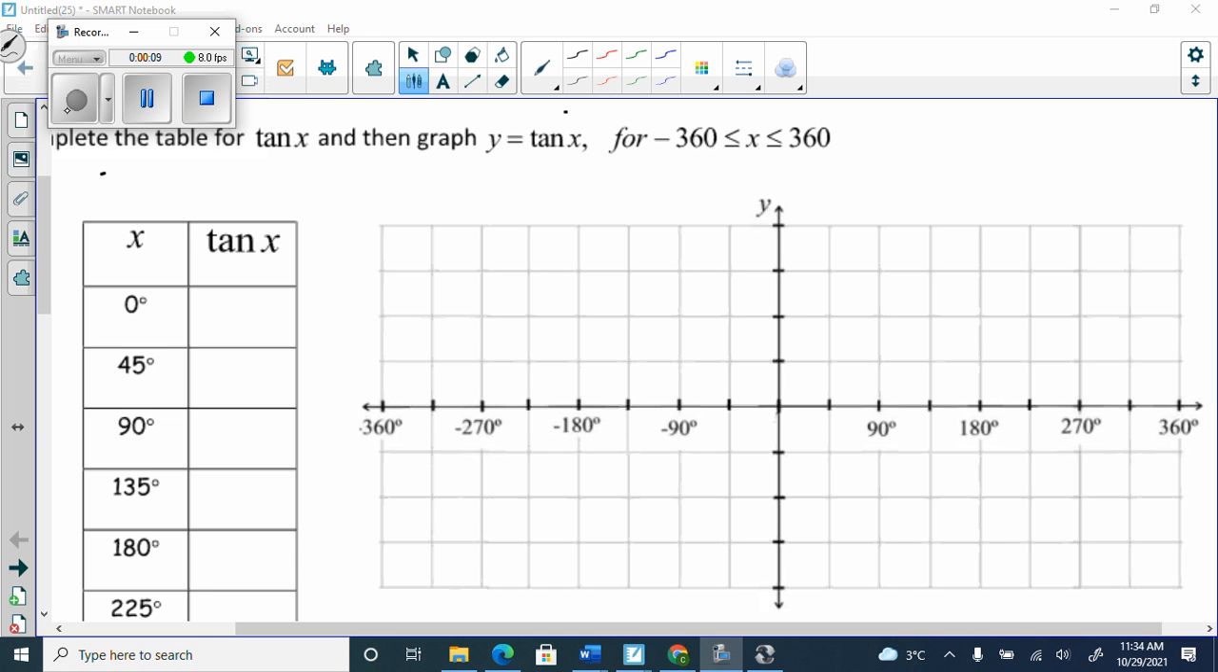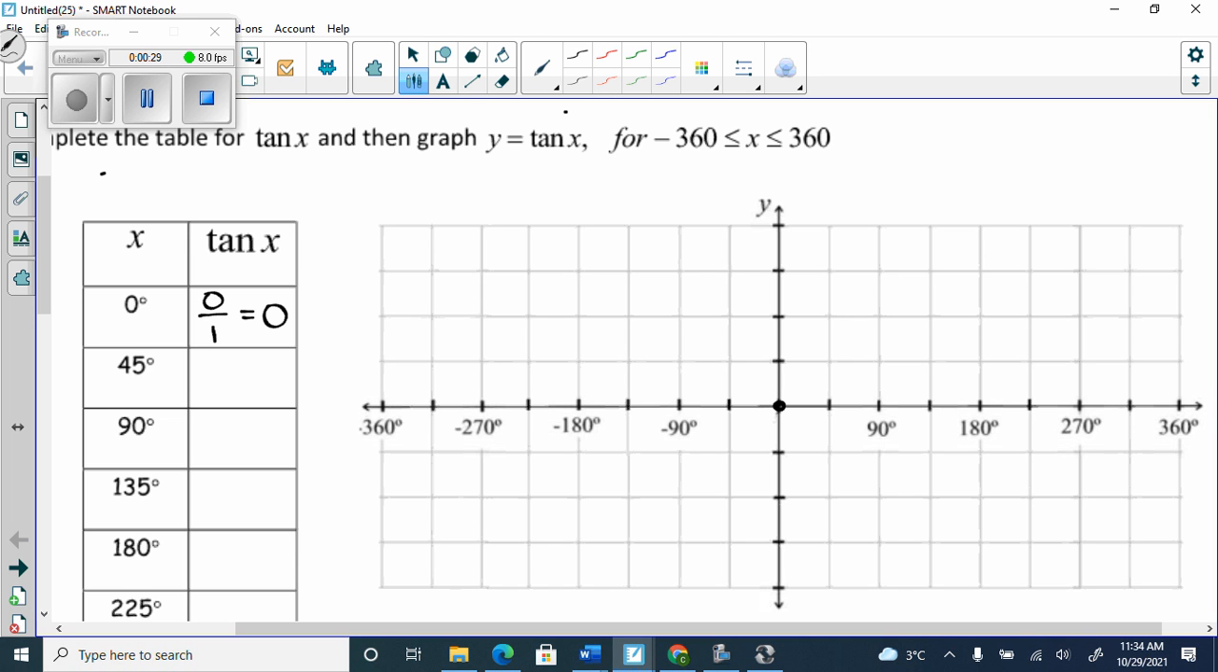Okay, so we're going to look at 0. Tan is what divided by what? Y over X. Y over X, correct? So at 0, what is our Y? 0. What is our X? 1. What does that equal? 0. Good job. Plot it.